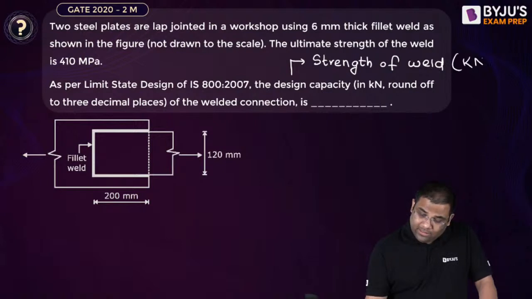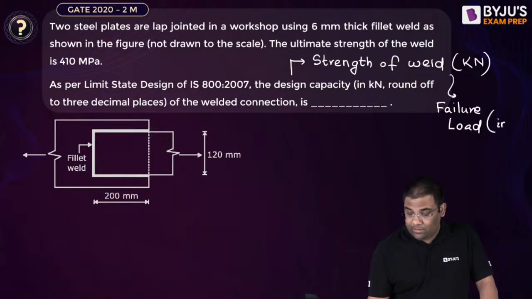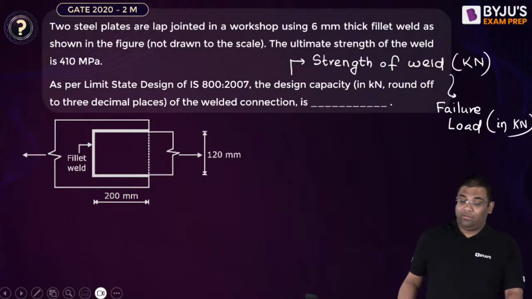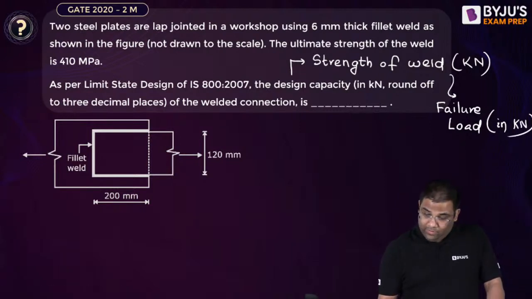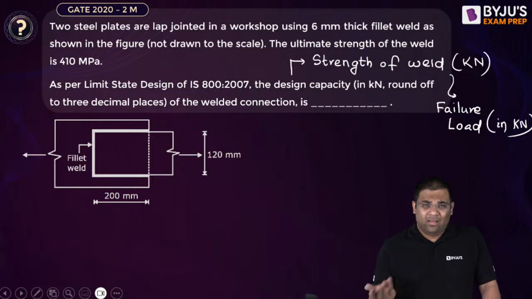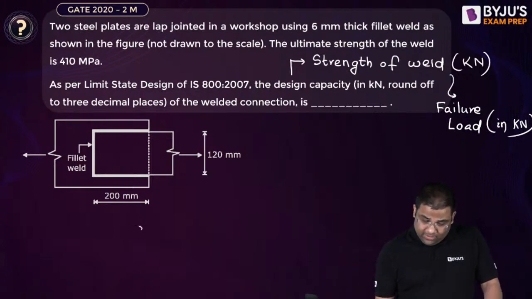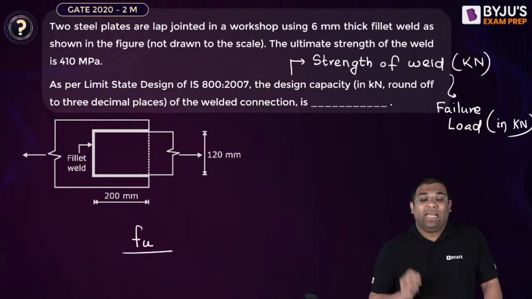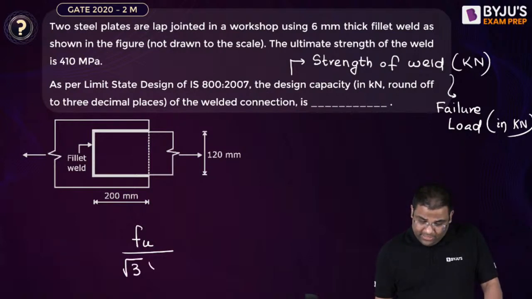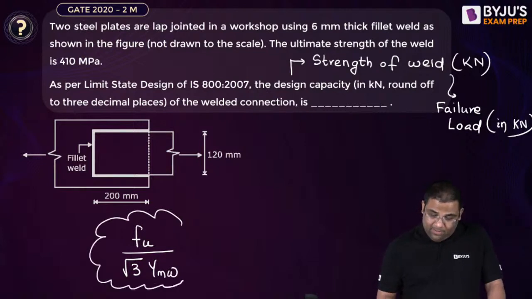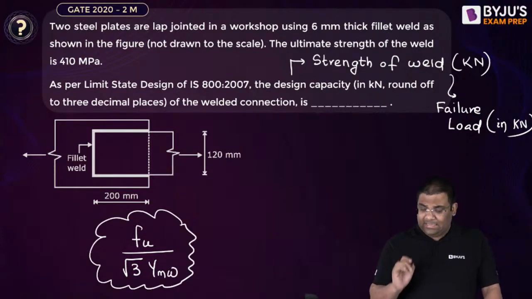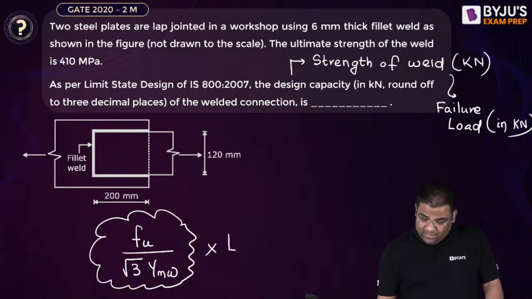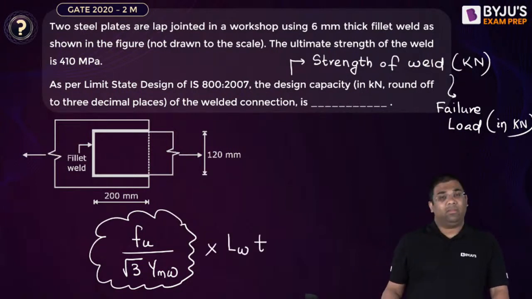This is the failure load in kilonewton. Now failure load is what? Stress into area. Stress into area will give me the load. Now what is the stress we'll take? The stress we take is Fu by root 3 gamma Mw. Fu is the ultimate stress and gamma Mw is the factor of safety in welding. This is the stress. Area how much I will take? The length of weld into the throat thickness of the weld.